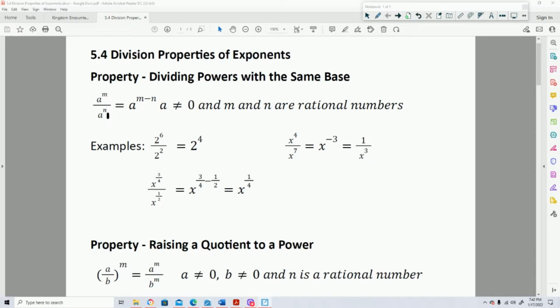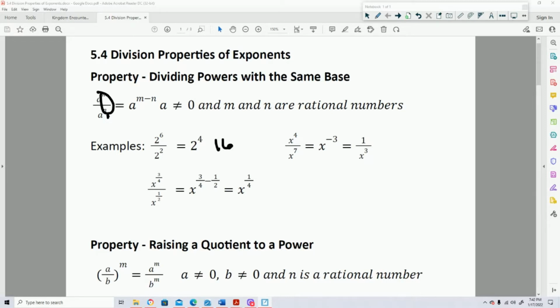Notice we do not divide the bases. If the bases are numerals and they have exponents, you do not divide the bases. You simply subtract those two exponents and you get your answer. For example, 2 to the 6 over 2 to the second, you do not divide 2 by 2 and get 1. You leave the base the same and you subtract the exponents. It's 2 to the 4th, which is going to be 16.